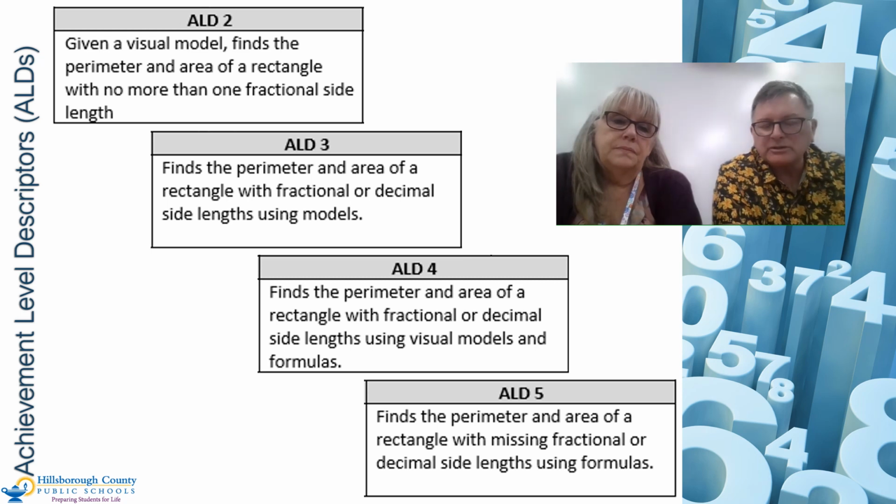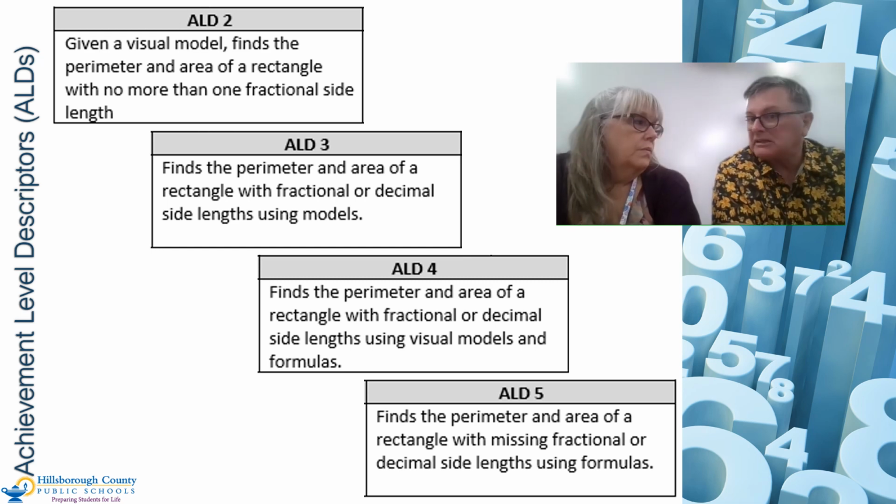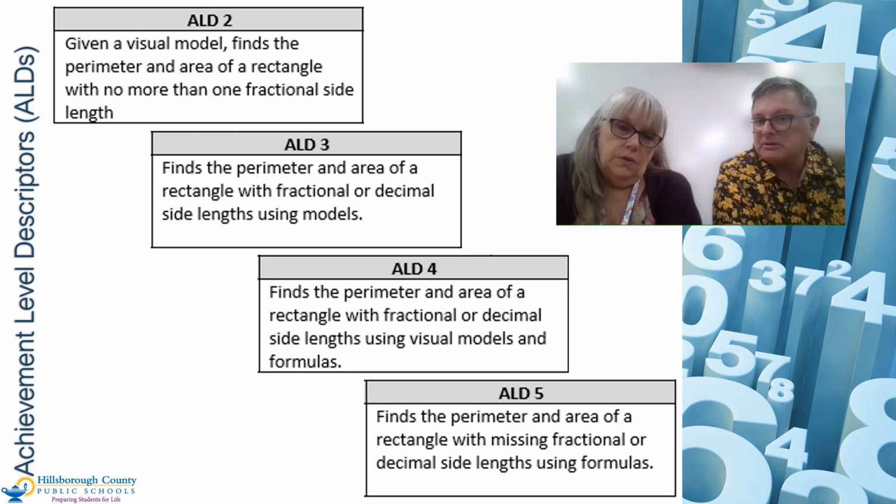One thing to notice on these ALDs, or achievement level descriptors, is that in finding perimeter and area, there's no mention of the word rectilinear. So if you do come across a problem with that, that would be an extension to this benchmark. Correct. And in the past, we've seen rectilinear figures in both 3rd and 4th grade, but it is not listed anywhere with this benchmark in 5th grade.